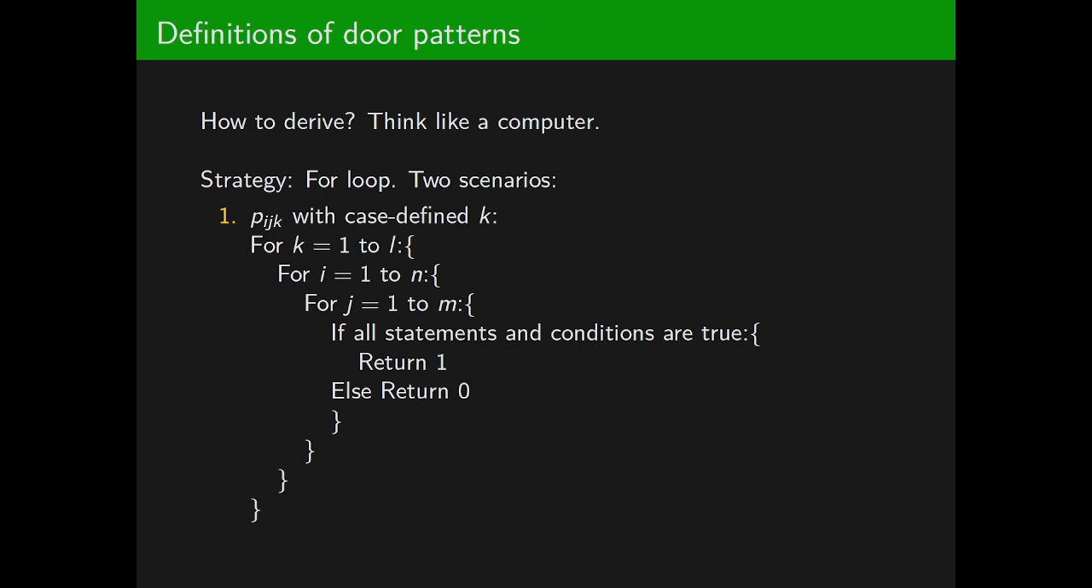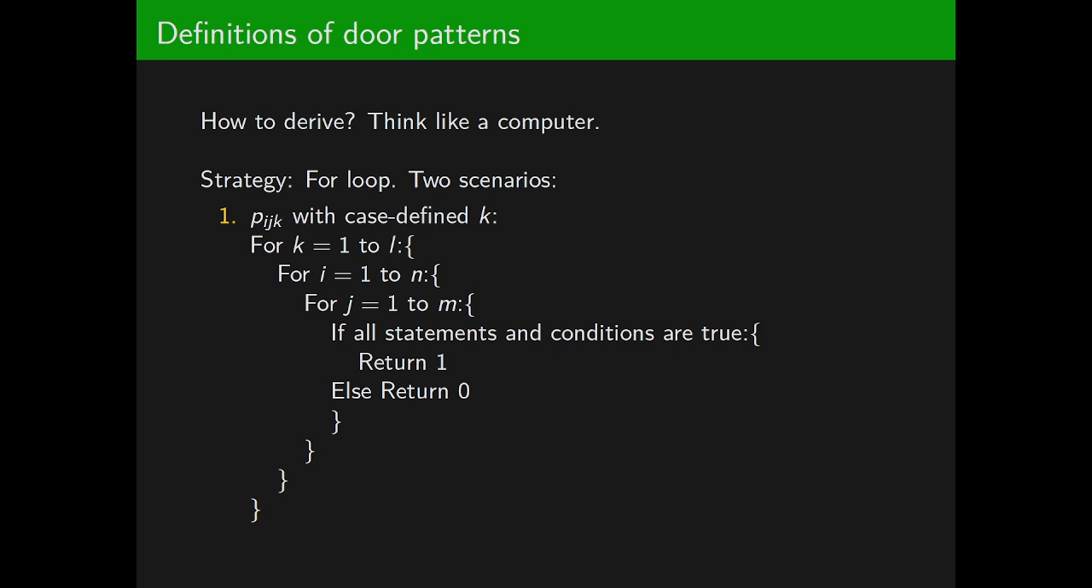But this is a for loop, so we haven't really finished all our tasks yet. We have to continue. So what's next of j equals 1? That's j equals 2. So for k equals 1, i equals 1, j equals 2, we again consider if all statements and conditions are true, and then we return 1 or return 0. And then after j equals 2, we consider j equals 3, and we just repeat until we reach j equals m. Once we do that, the for loop of j equals 1 to m ends.